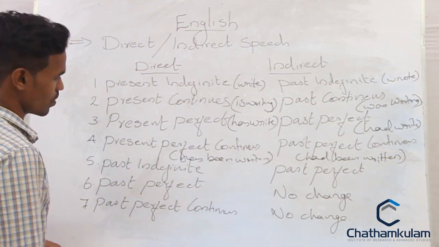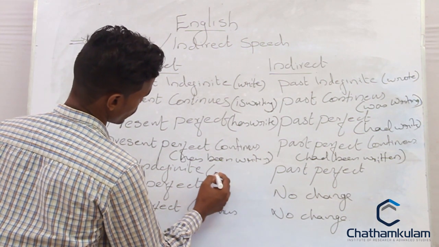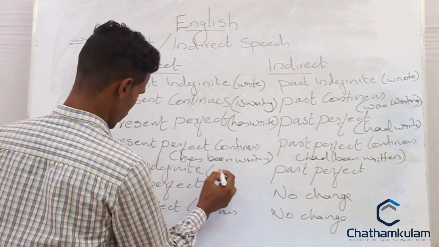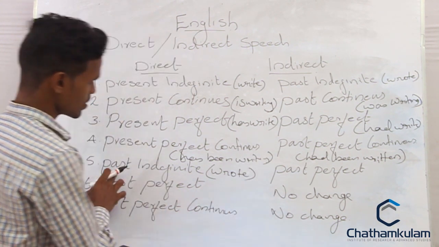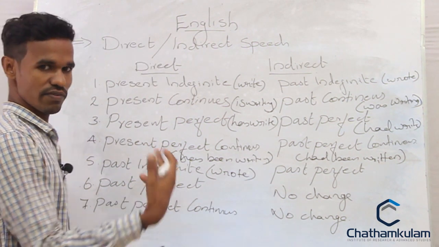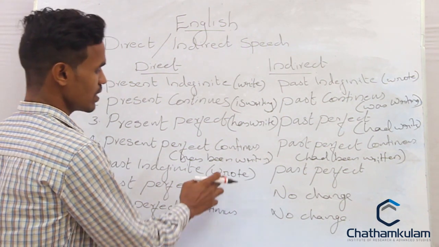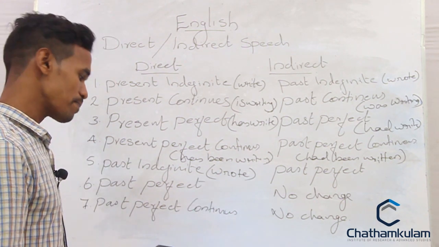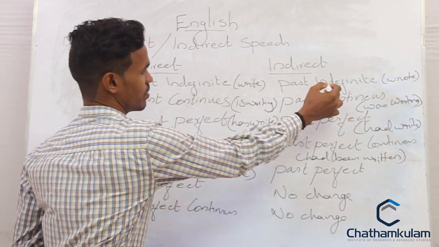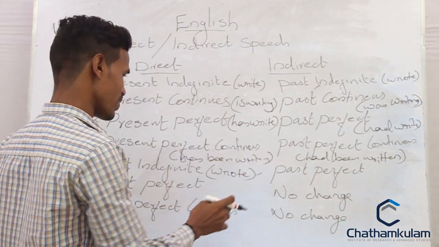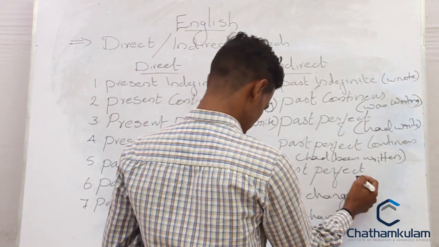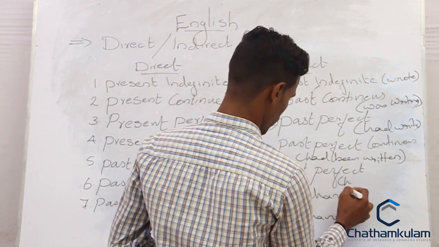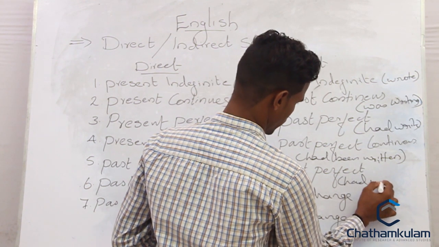Past indefinite is not like a concluded one, so it will be as wrote. Past indefinite means it may happen or it may not happen. It will be the same as what happens in the past indefinite, and it will change into past perfect: had been writing or had written.